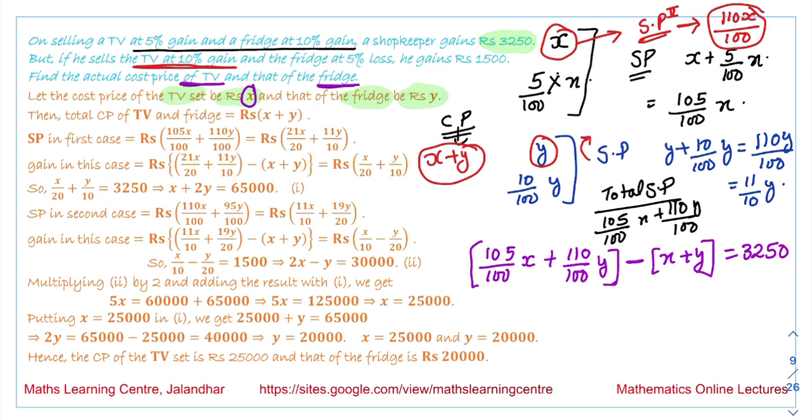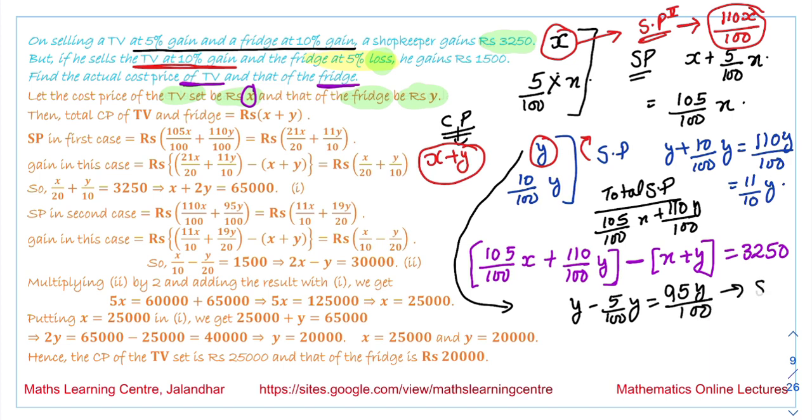Now what is given over here is that he has a 5% loss. It means that the value we will have for y, the loss being 5%, is y minus 5 by 100y, so it is equal to 95y by 100. This is the selling price in the second case.